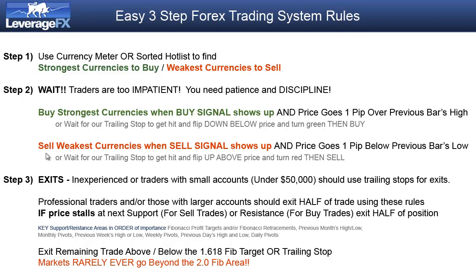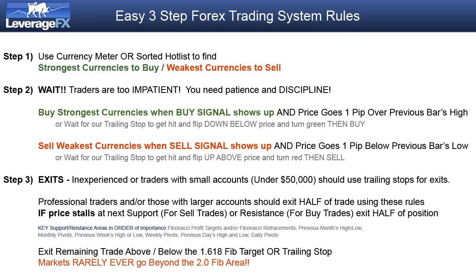So for sells, you want to find the weakest currencies from step 1, and when the sell signal shows up, you want to sell it when it goes 1 pip below the previous bar's low. If the price is already near the lower containment band, and specifically the white 2.0 band, you might want to wait for the trailing stop to get hit and flip up above price and then sell.